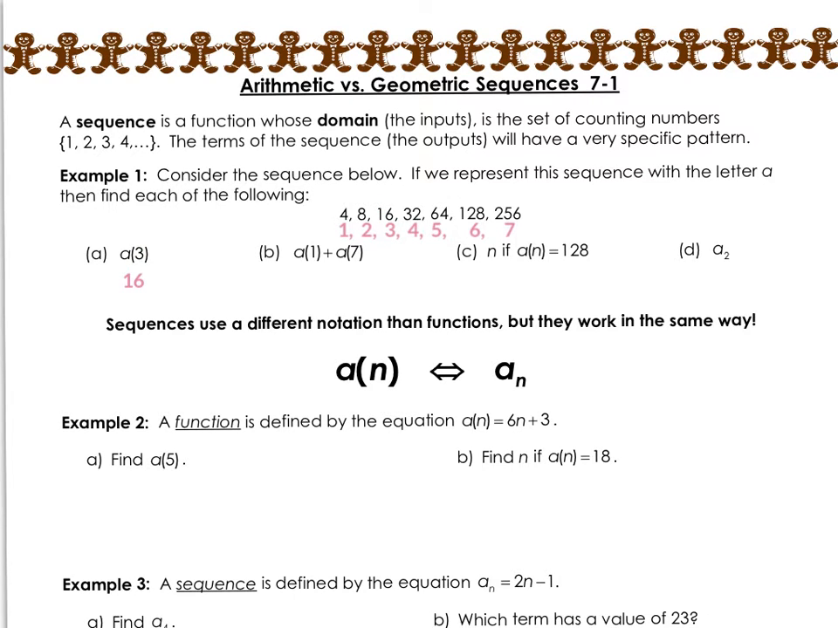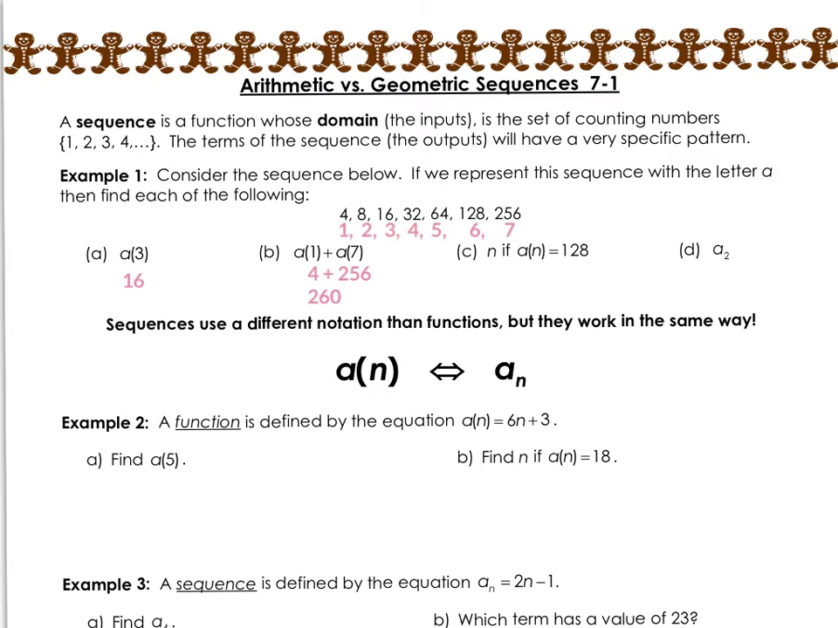And the next one, A of 1, that's 4, the first term. And then A of 7, the seventh term, is 256. And then we just put those in for A of 1 and A of 7. So that shows us 4 plus 256. When we add those together, we get 260. So that answer is 260.